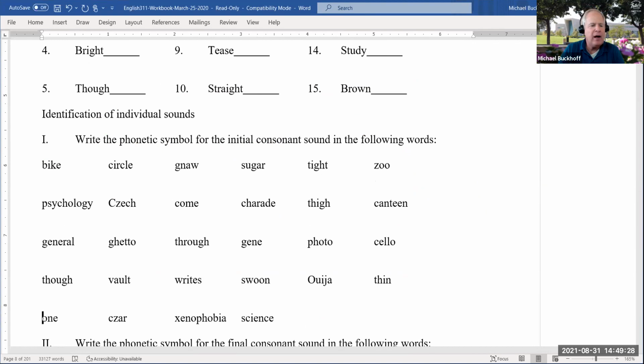As you guys do that, I'm going to go ahead and say them out loud. We have bike, psychology, general, though, one, circle, Czechoslovakia, check, ghetto, vault, czar, gnaw.